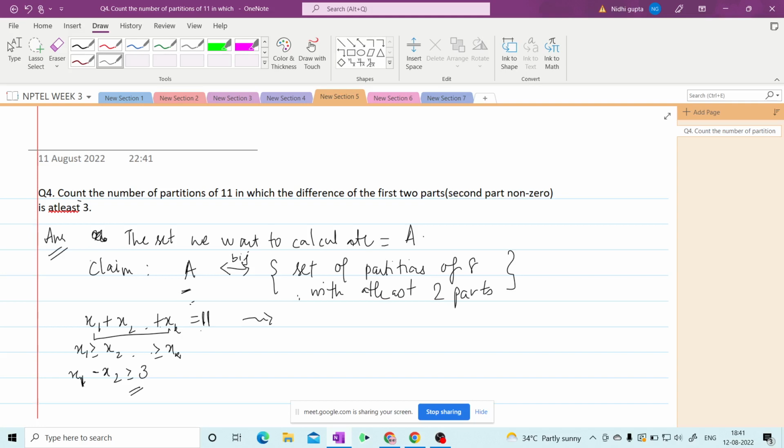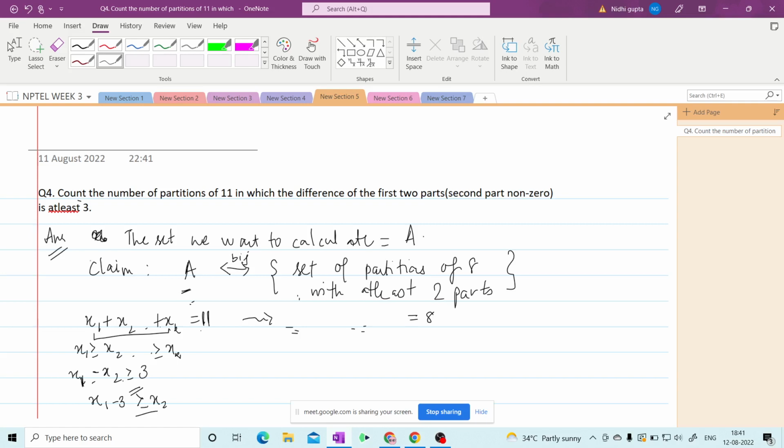So because we have x1 minus x2 is greater than or equal to 3, we can see that x1 minus 3 is greater than or equal to x2. So if you have to give me a partition of 8, you have to basically give a decreasing sequence of integers such that the sum comes out to be 8. This is the set of partitions of 8 with at least two parts.